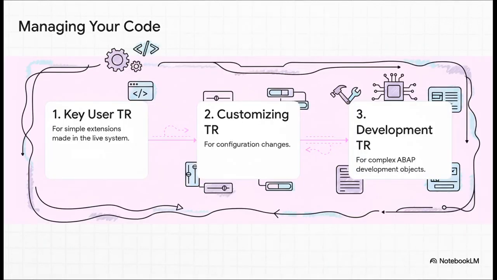And of course, we're professionals here, right? So we have to manage our code properly. That means understanding transport requests, or TRs. You'll run into three main types. First, there are key user TRs. Think of these for the simple in-app extensions. Then you have customizing TRs, which, as the name suggests, are for configuration changes. And finally, the big one, development TRs. This is for all your heavy-duty ABAP code. Honestly, just knowing which one to use and when is so key to keeping the system stable and well-managed.